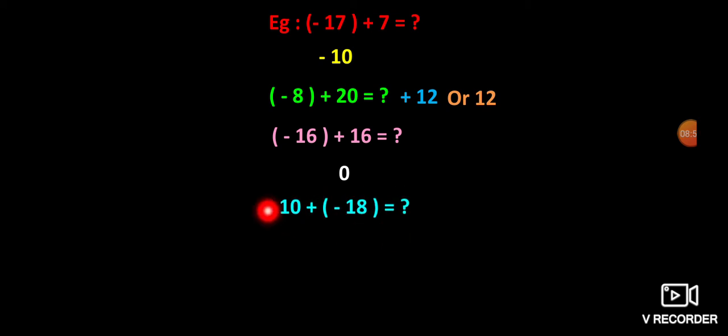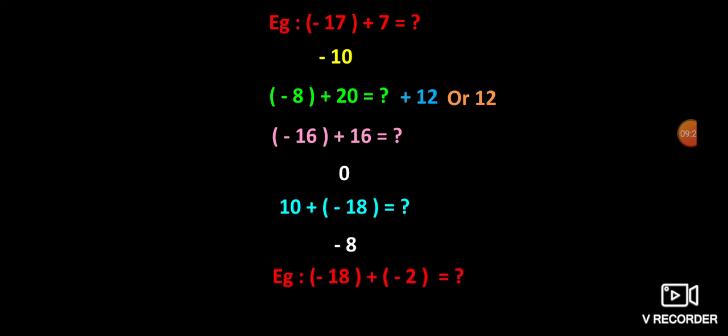Here you can see 10 plus minus 18. So we subtract the smaller one from the bigger one. 10 from 18, the answer is 8, and the sign of the bigger number. Here when we remove the negative symbol, the bigger number is 18. So what is the sign of the bigger number? Minus. So 10 from 18, that is 8, and put the negative sign, minus 8.